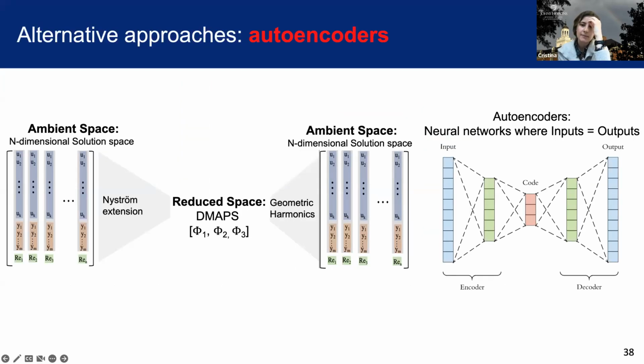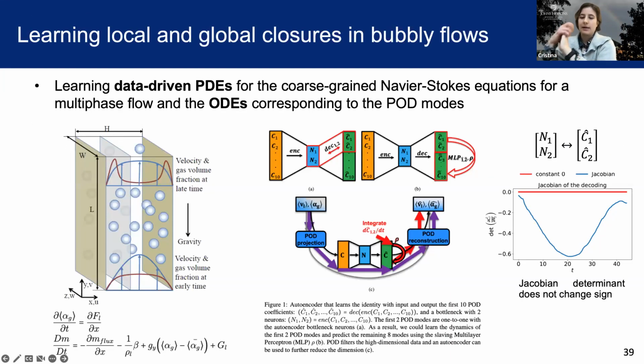So going from the ambient to the reduced space with diffusion maps, and from the reduced space back to the ambient space with geometric harmonics, is a structure similar to what happens in an autoencoder. But in this case, instead of having geometric harmonics and diffusion maps, we have neural networks where the inputs are equal to the outputs. The encoder step of the autoencoder is equivalent to using diffusion maps, and the decoder step is similar to using geometric harmonics. And a similar idea was implemented in another paper.